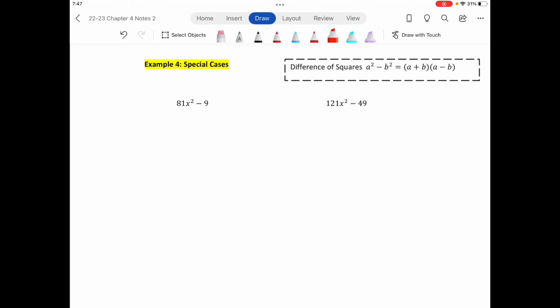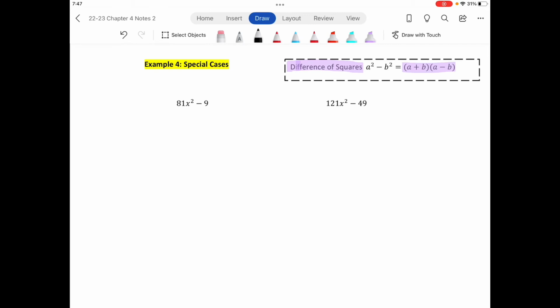We also have some special cases of factoring. The main one we're going to look at is called the difference of squares. It says if our first term could be rewritten as some number squared, we're using subtraction, and the second term can be written as some number squared, then we can factor it out into the following format.